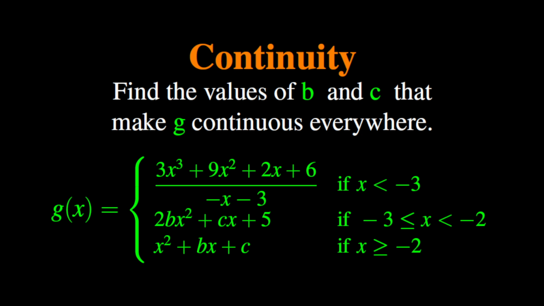Hello. Consider the function g defined as follows: g of x is (3x cubed plus 9x squared plus 2x plus 6) over (negative x minus 3) for x less than negative 3, and g of x is 2bx squared plus cx plus 5 for negative 3 less than or equal to x and x less than negative 2. Moreover, g of x is x squared plus bx plus c for x greater than or equal to negative 2. We will try to find the values b and c that make g continuous everywhere.